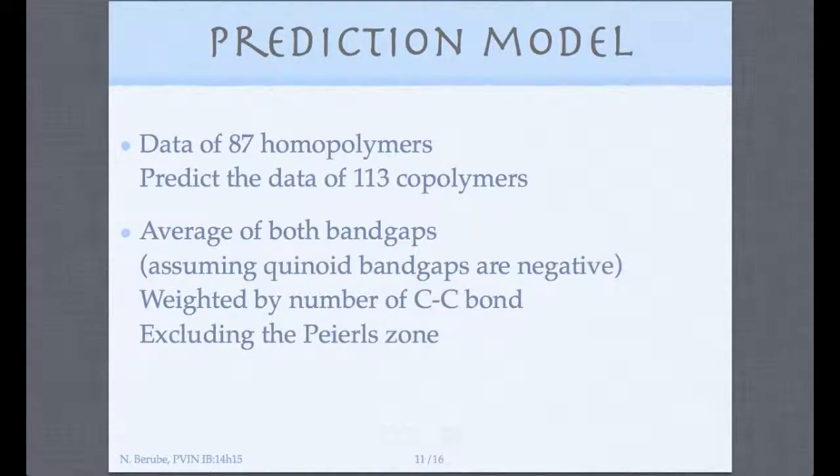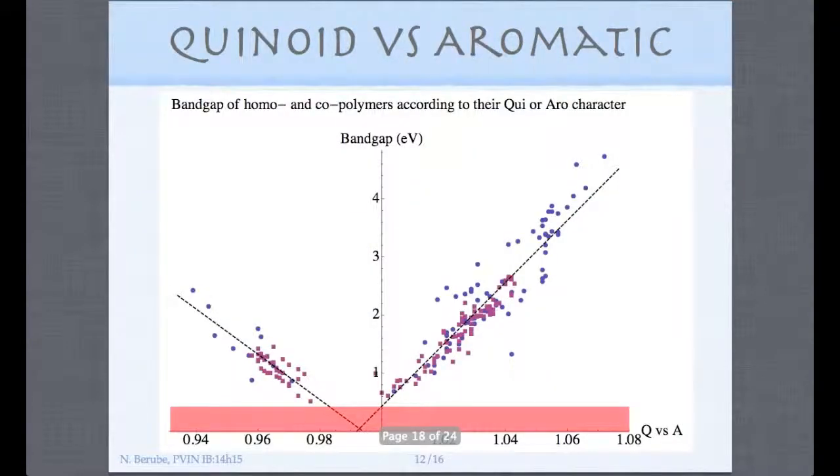Now the prediction models, we tried to compare those two, to see which one works better quantitatively, between the quinoid one and the push-pull approach. So we tried to predict the data on 113 copolymers based only on the data of the homopolymers. The quinoid model takes the average of both band gaps and completely ignores the dimensionless quinoid parameter that I used. It's weighted by the number of carbon-carbon bonds, so that big units would have a bigger effect, and it excludes this forbidden red zone area under 0.5 electron volts.